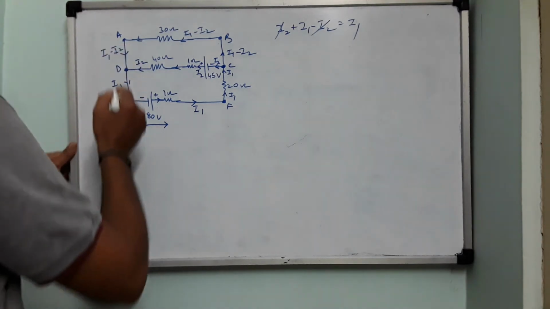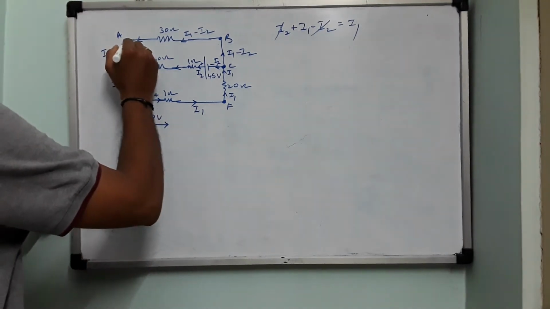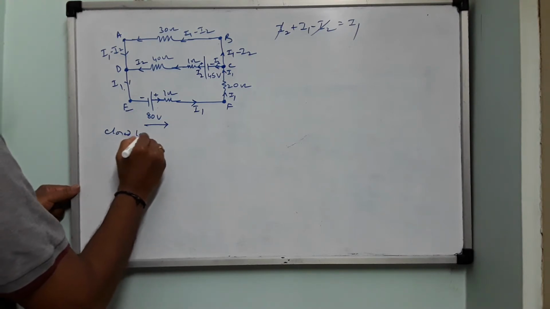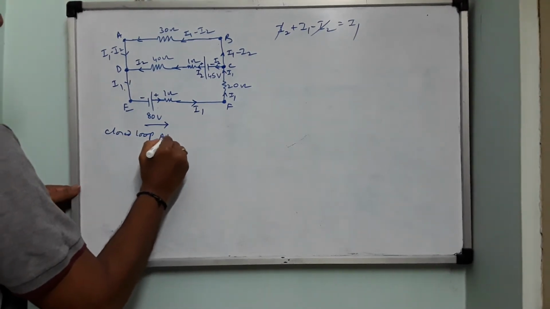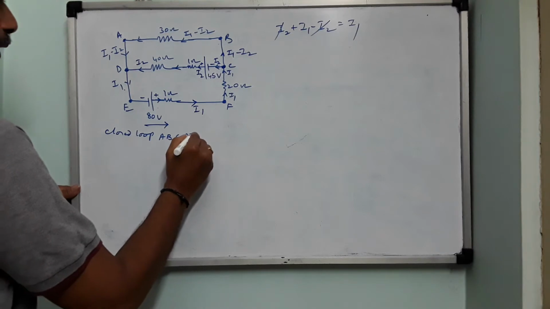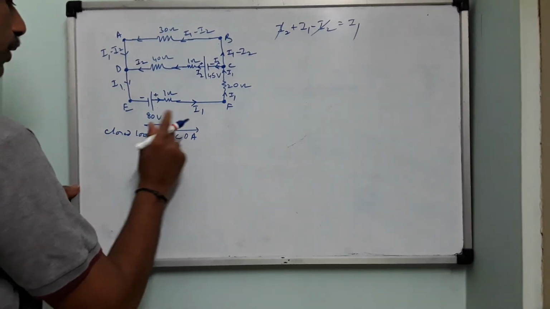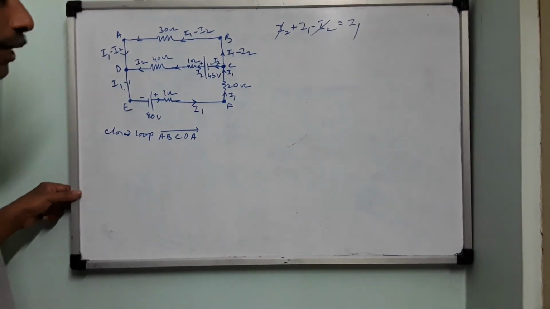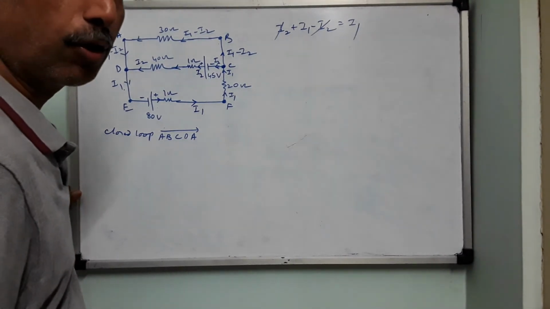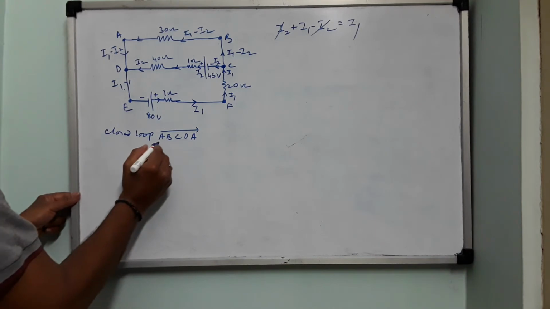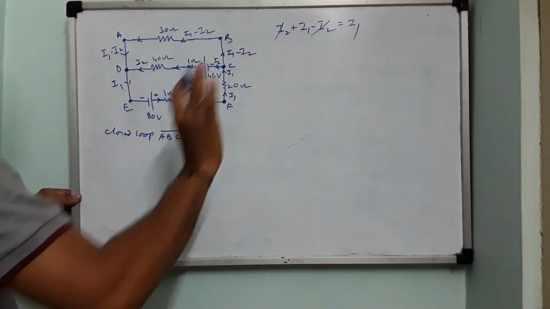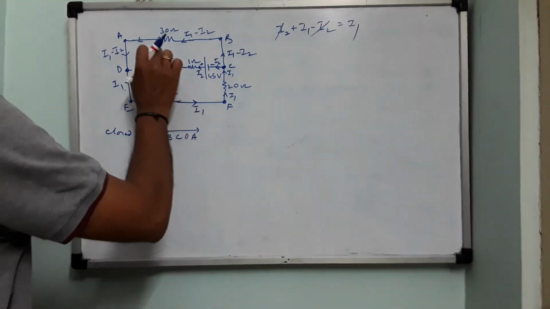Now let me take this closed loop: A, B, C, D, A. The point where I have begun my journey, I should end at the same point, then only I can call it a closed loop. Fine. So first I should move from A to B. I am moving from A to B. There is no cell, so there is no question of EMF. There is only one resistor.